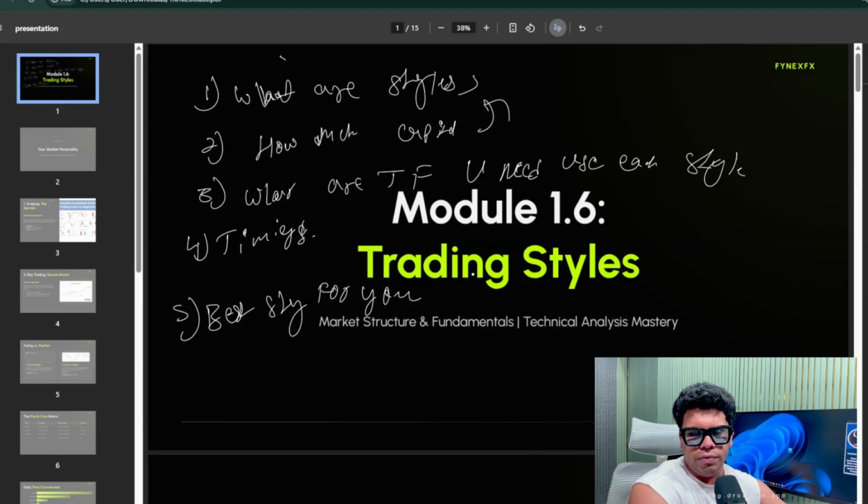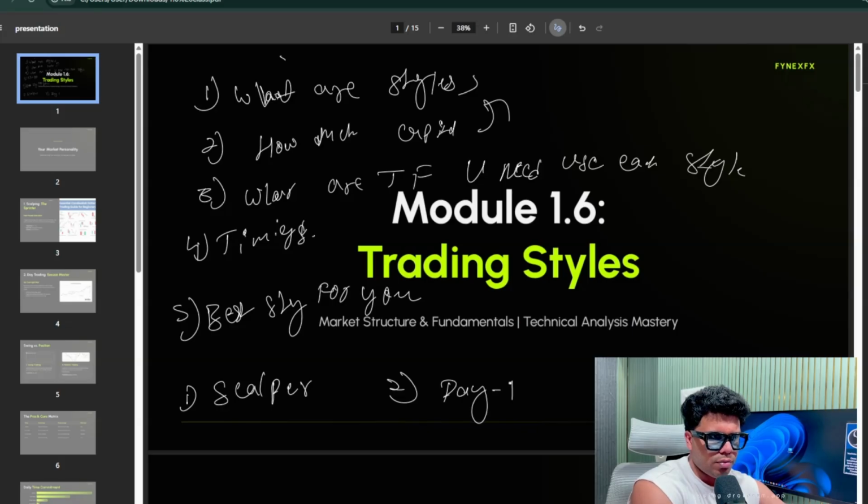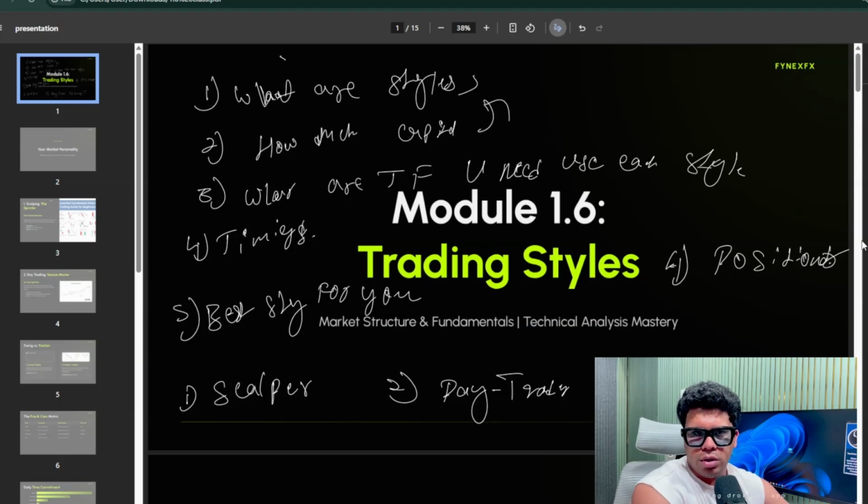So in trading, there are different styles, right? There are 4 styles in trading. The first one is scalper. Okay, write it down. And the second one, day trader. The third one is swing trader. And the fourth one is a position trader or the position holder. Okay, anyway, the position trader. So in this video, we're going to understand these four styles in trading, and at the end, you're going to choose the best style that suits you.